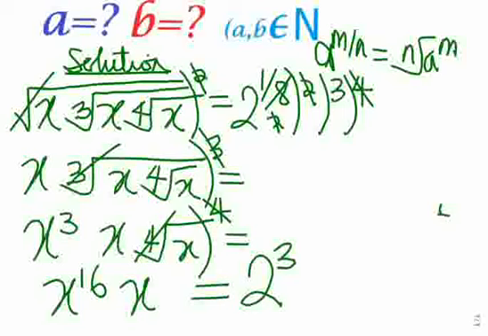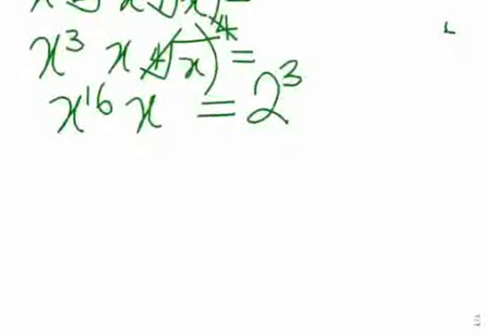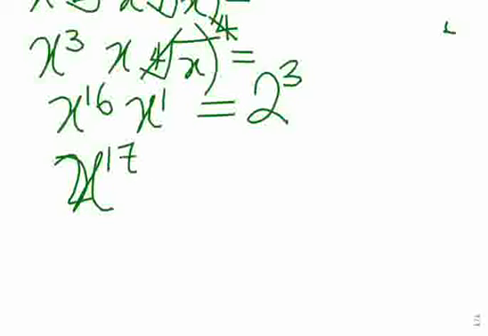What do we do next? If you look at the left hand side, there's a power of 1 here, so following the rule of indices, the powers add up, giving us x raised to power 17 equals 2 raised to power 3.